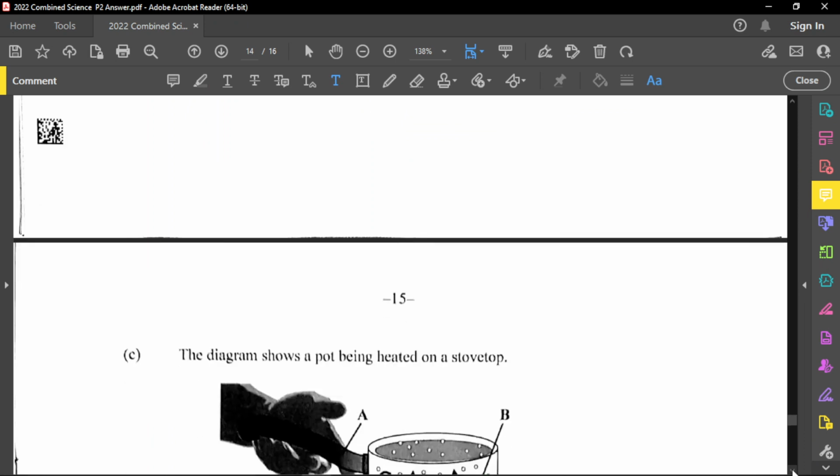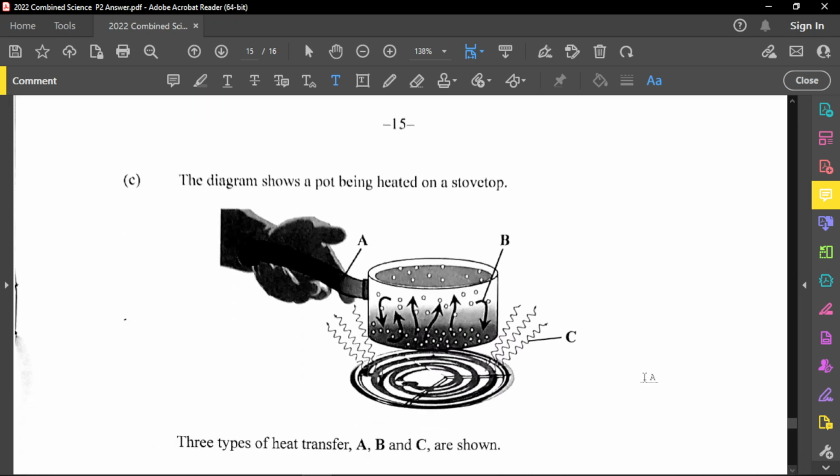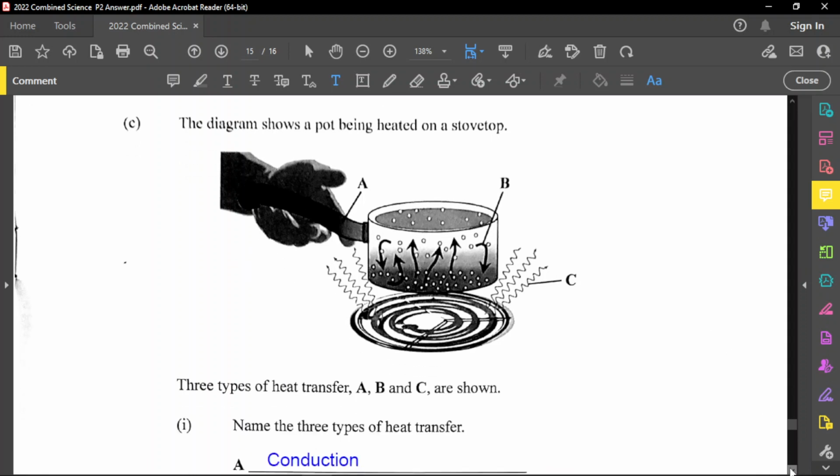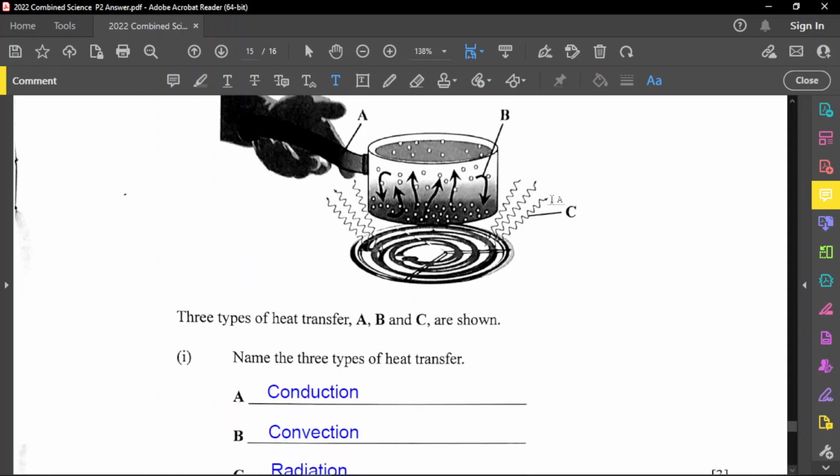Let's get to the next part of this question. Part C: a diagram shows a pot being heated on a stove top. We have three labelings right here, A, B, and C. It says there are three types of heat transfer, A, B, and C are shown. Name the three types of heat transfer.